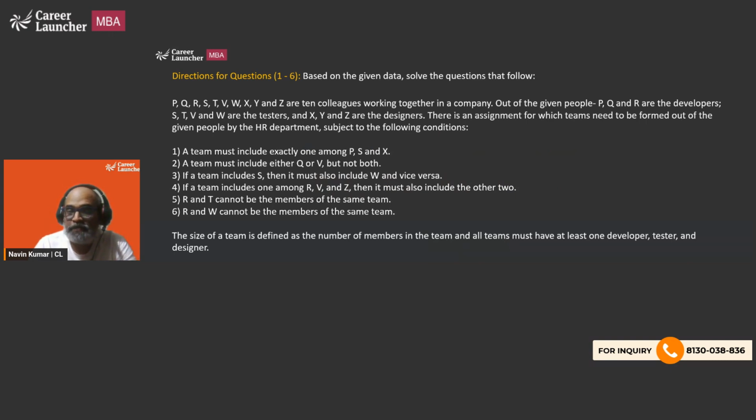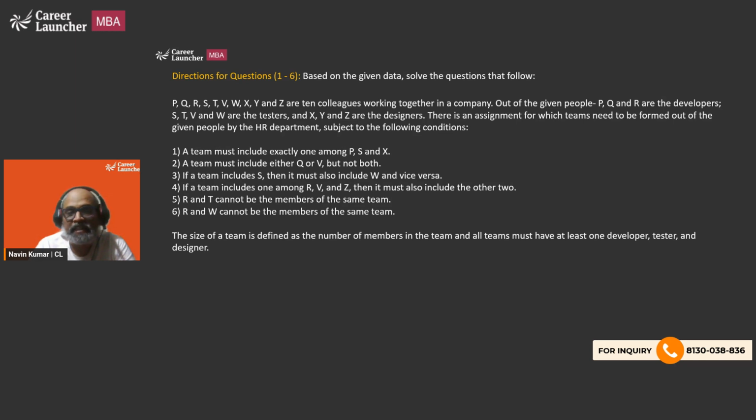P, Q, R, S, T, V, W, X, Y, and Z. So U is missing. There are 10 colleagues working together in a company. Out of the given people, P, Q, R are the developers, S, T, V, and W are the testers, X, Y, and Z are the designers. There is an assignment for which teams need to be formed out of the given people by the HR department subject to the following conditions.